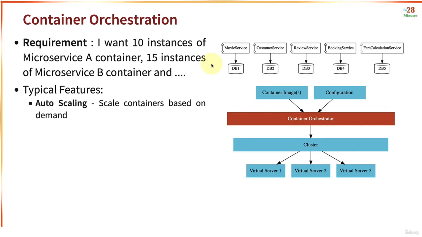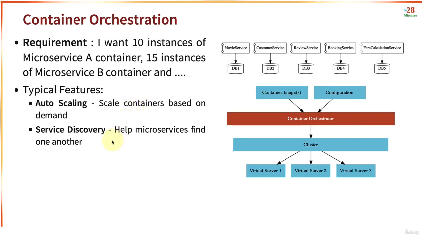Number one is auto scaling. The load on each of these microservices can be different. A review service might have a lot of load, whereas the booking service might have less amount of load. So you'd want to increase the number of containers for a specific microservice or decrease the number of microservices based on the number of requests or based on the number of users. So you'd want to be able to scale up and scale down the containers based on the demand.